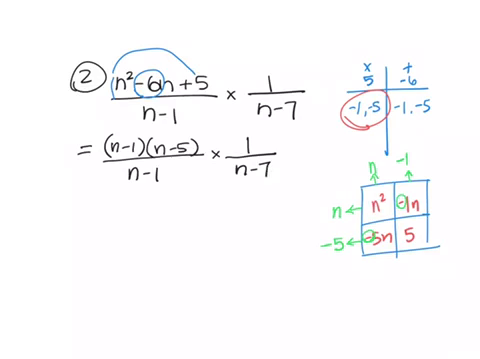So now, if you remember from the last page, what I said is you can reduce vertically or diagonally. So if you look here, hopefully you notice that vertically, these n minus 1s can cancel out. And there's nothing else that will cancel. So as we look for our answer, in the numerator, I have n minus 5 times 1, which would just be n minus 5, because anything times 1 stays the same. And then in the denominator, the only thing I still have is n minus 7. So this would be your solution.